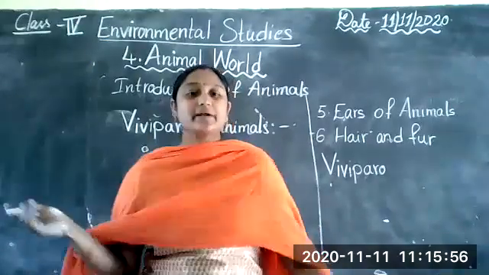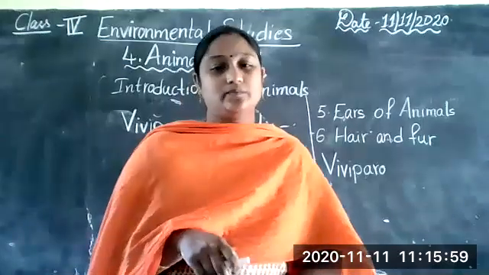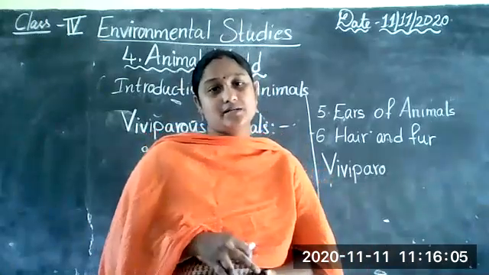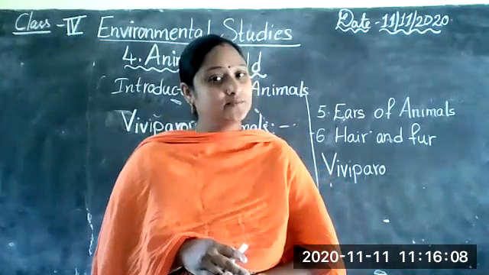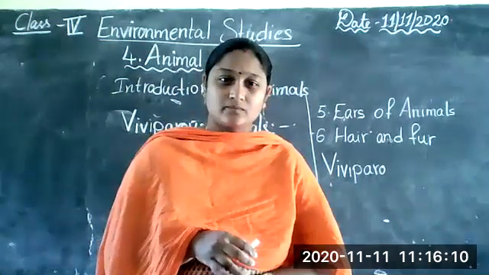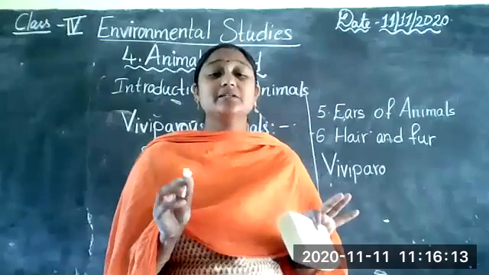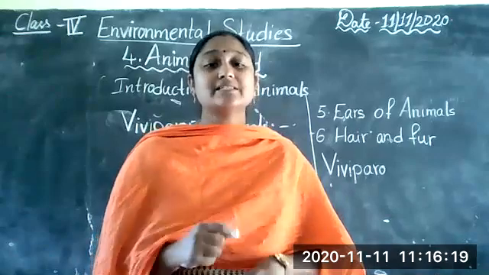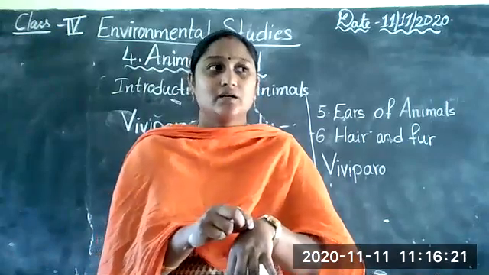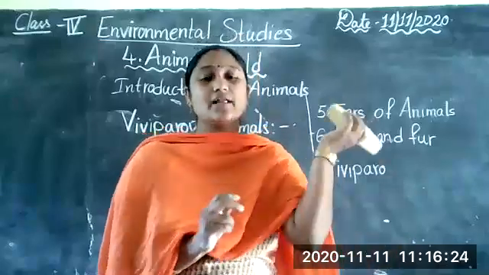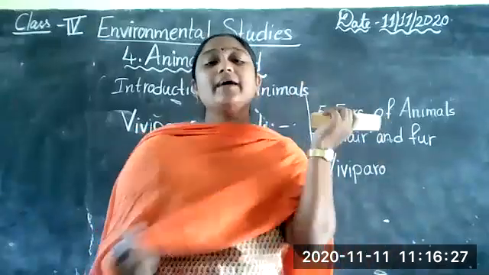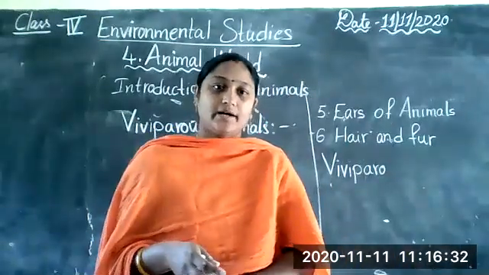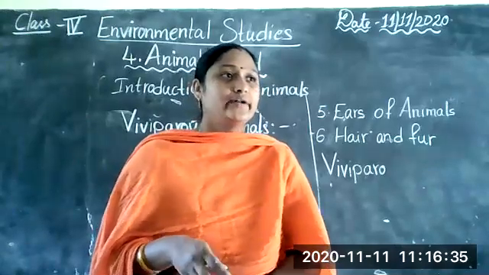So here I am explaining about viviparous animals. Examples: cow, sheep, goat. In our surroundings these all are the animals. Cat, dog, lion. So viviparous animals have hair on the skin. Did you understand? For example, see once, all look at here. See here, female animals directly give birth to young ones. Did you understand, children?